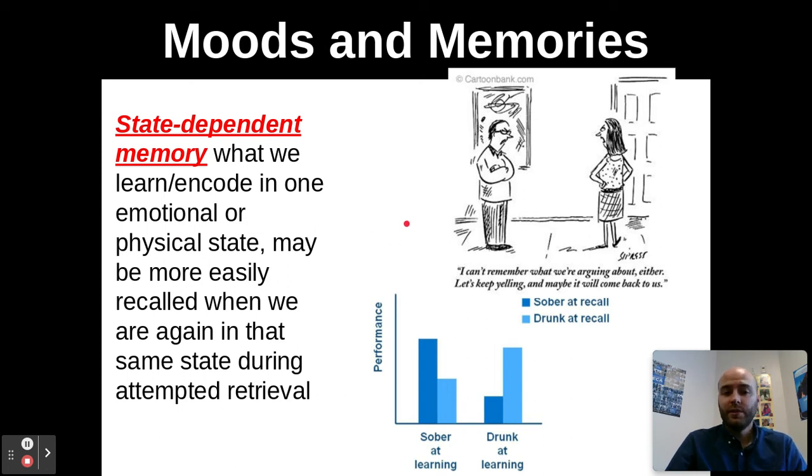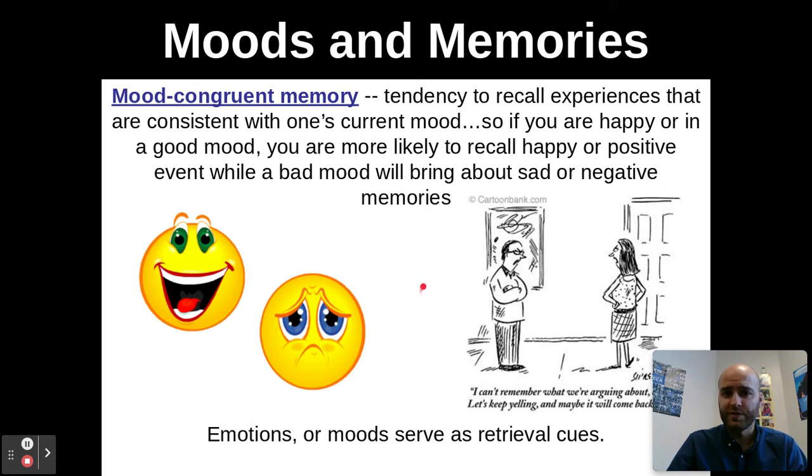To go along with this, mood or emotion is just as powerful, right? This person says, I can't remember what we were arguing about either. Let's keep yelling and maybe it'll come back to us. So if you're upset when you learn something or experience something and you can't remember what it was, but you get upset again and all of a sudden it comes back, that is part of the emotional state-dependent memory aspect. So this is very similar to mood congruent memory.